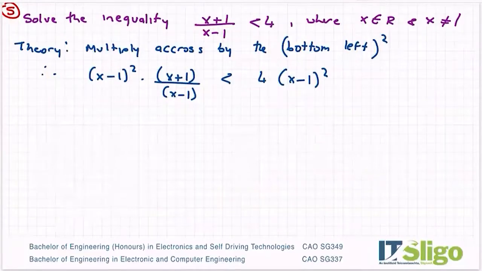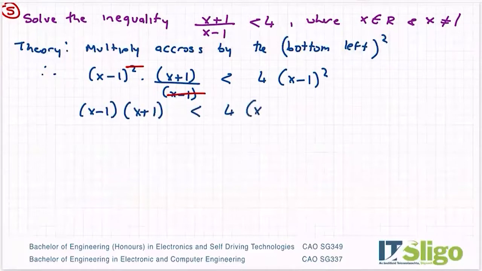Then, like any other fraction, the bottom will cancel with one of them on the top, so that you're left with (x minus 1) times (x plus 1) being less than 4 times (x minus 1) times (x minus 1), because that is (x minus 1) squared. Okay, so let's multiply.